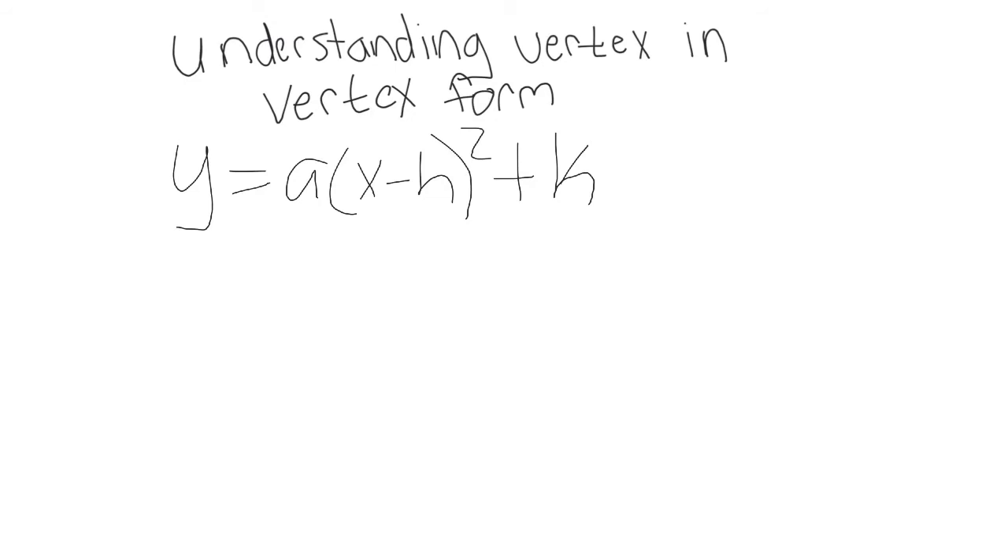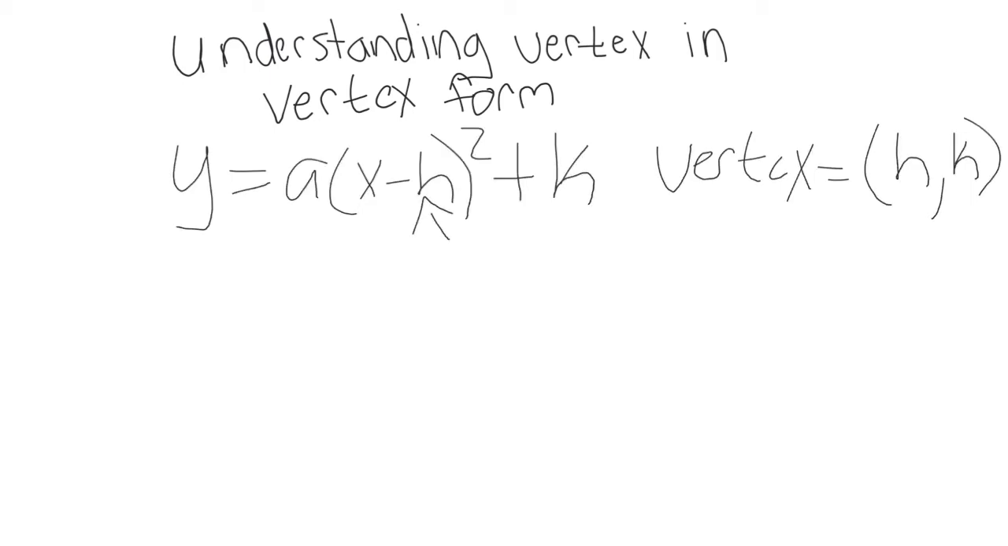Okay, now here's what I really need you to understand here. The vertex, when looking at this, is going to be h comma k. Okay, which means this here is our x value, and this here is going to be our y value.